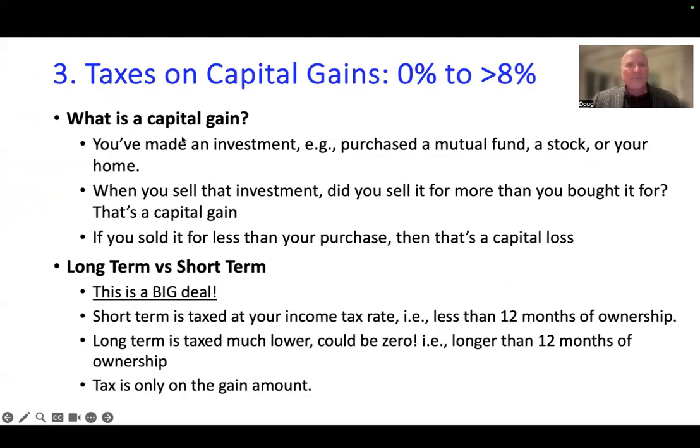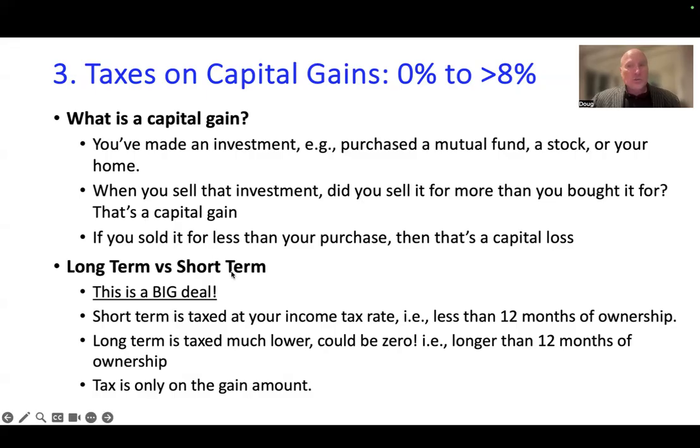What's a capital gain? Well, let's say you've made an investment. Maybe you bought a mutual fund or a stock, even your own house. These are all investments. And then you sold it. Did you sell it for more than you bought it? That's a capital gain. Just the amount that you gained, that's the capital gain. If you sold for less than your purchase, that's a loss. You can actually deduct that. I'm not going to talk about those in this conversation. We're only going to focus on gains. Let's focus on happy things, right?